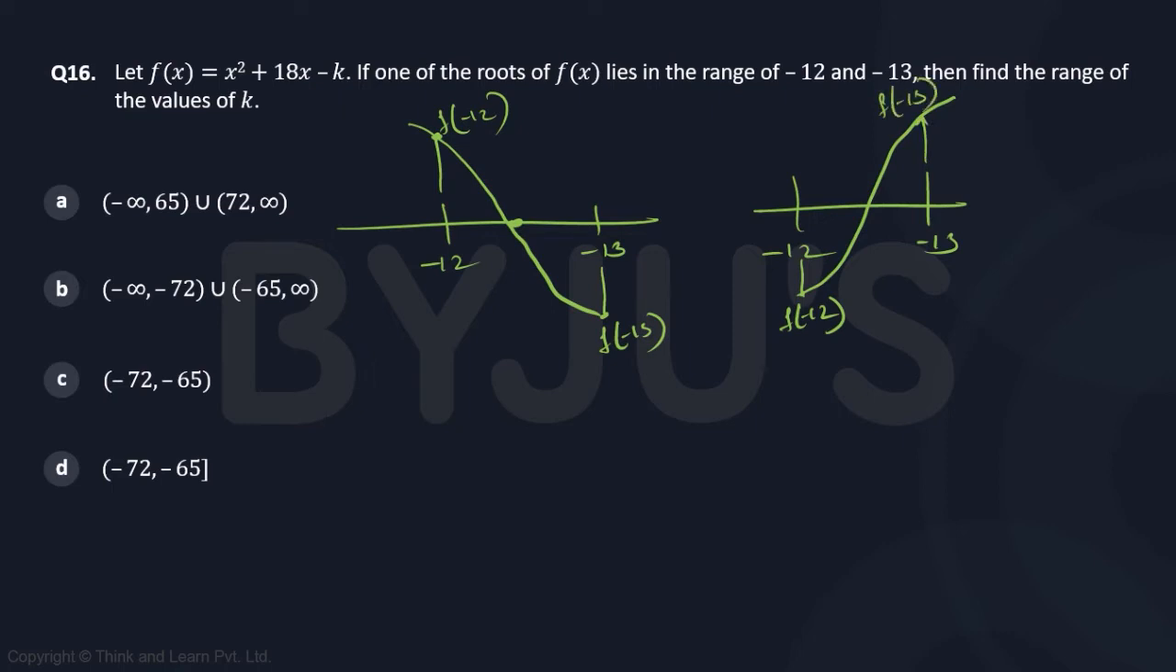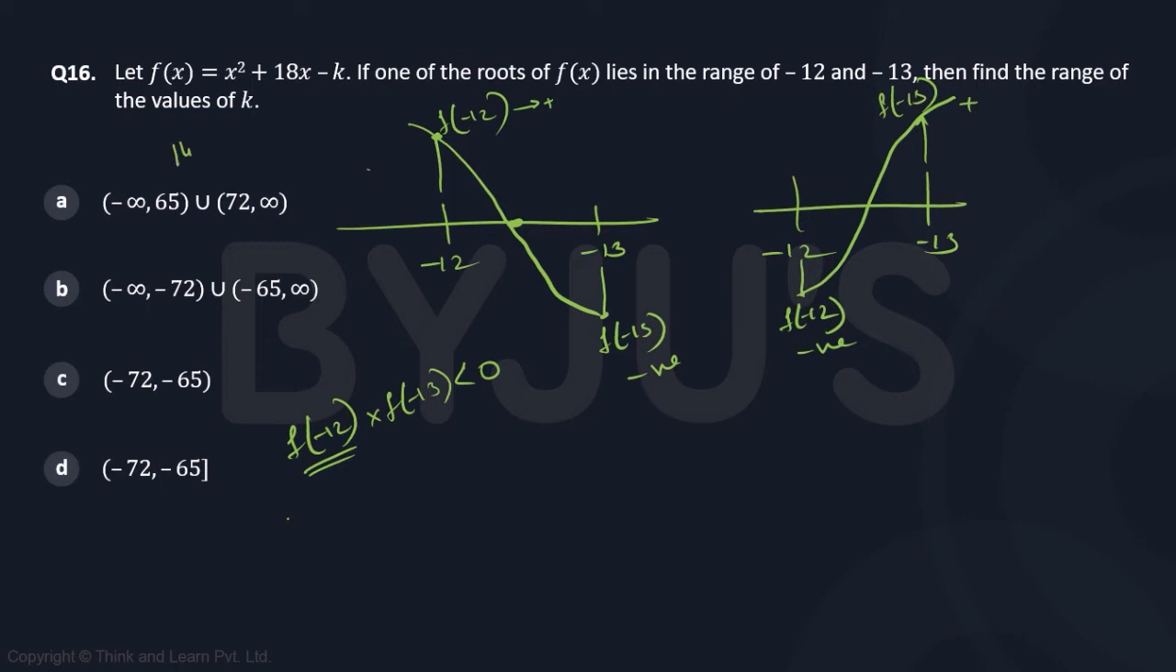Whichever way it is, for the product of f of minus 12 and f of minus 13, you can see this is positive, but here it is negative. Here this is negative and this is positive. So the product of f of minus 12 into f of minus 13 will always be less than 0. So that's the funda. The funda is, if there's a root between two numbers, then the product of f of a, the first number, and f of b, the second number, will always be less than 0. Hence, substitute f of minus 12.